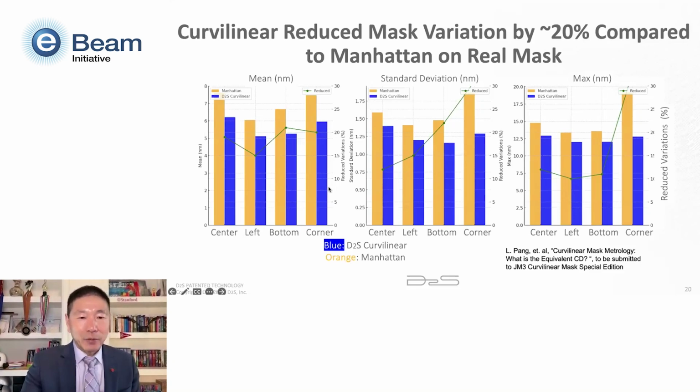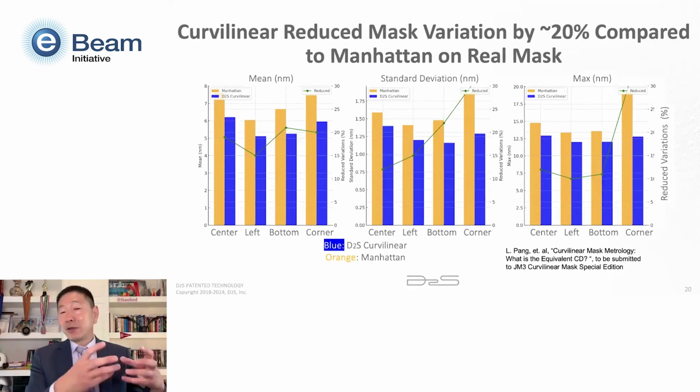On the right axis, we look at the improvement, or the variation reduction, and we plot it. This is the green dot. And you can see on average, for mean, standard deviation, and max, we all improved pretty much 20%, right? So that's very significant. Remember, this is the same mask written by the same multi-beam mask writer, just the pattern is different. One is a curvilinear pattern, the other one is a Manhattan pattern, but the curvilinear pattern mask has a 20% smaller variation than the Manhattan pattern. That is very significant because with MEEF, this will translate to a smaller variation on wafer as well.